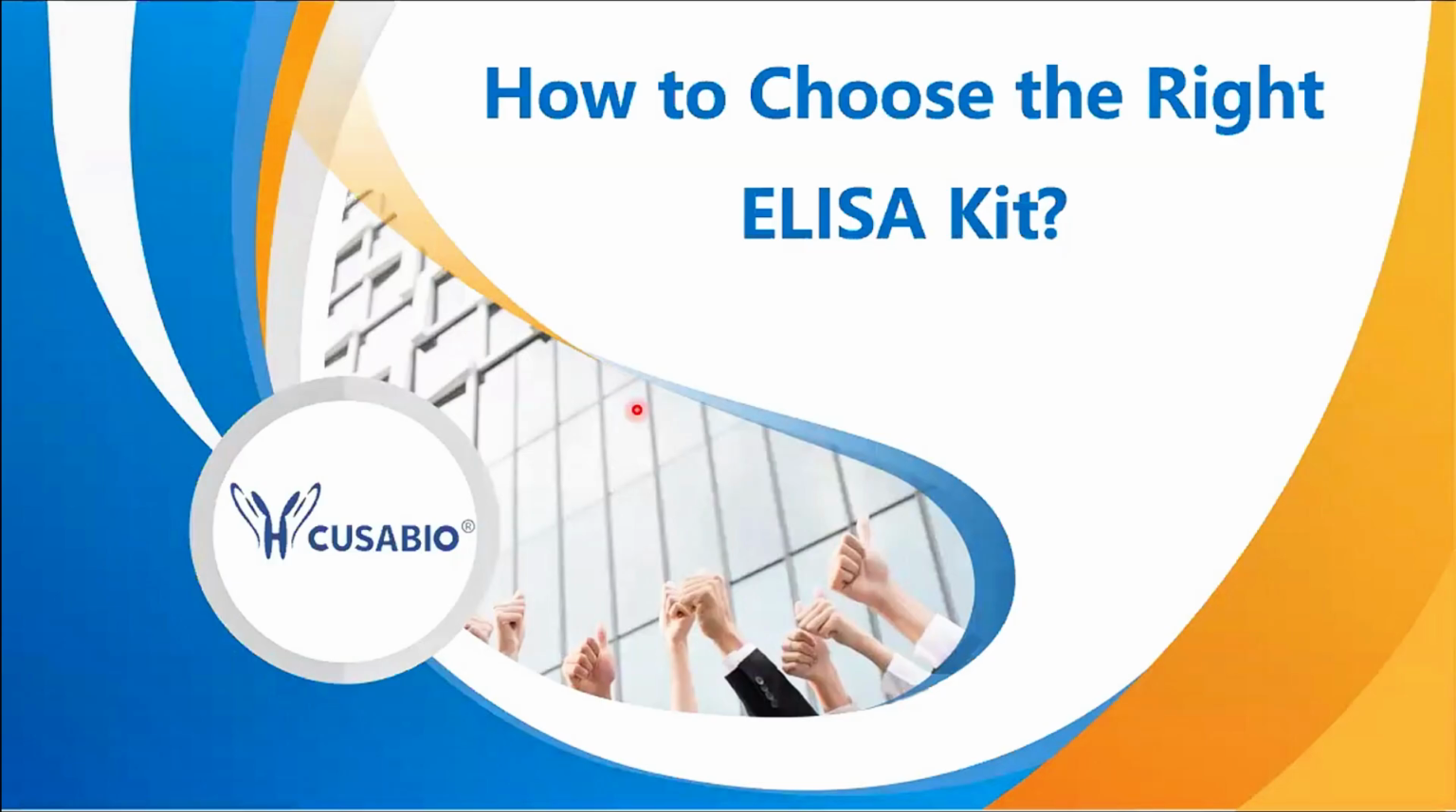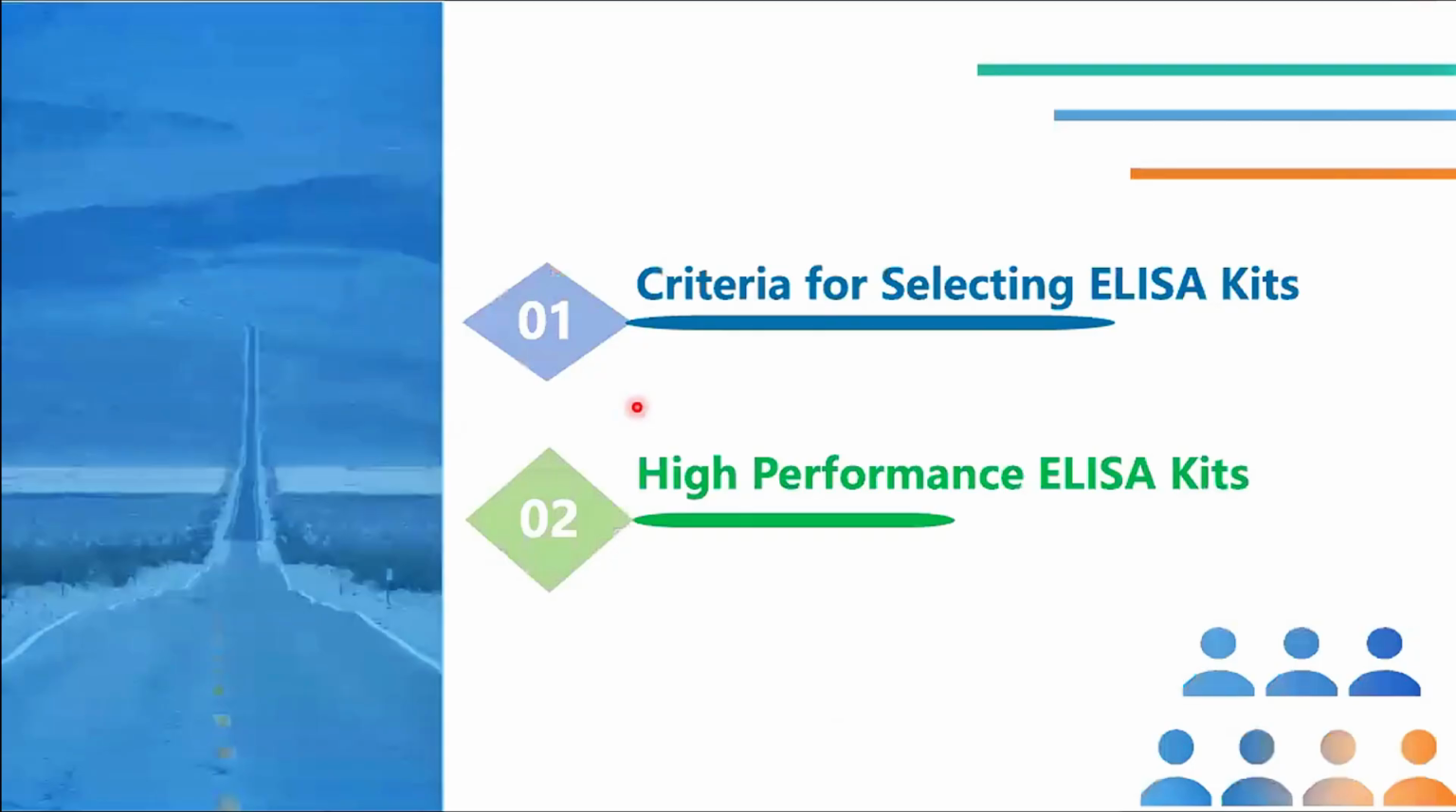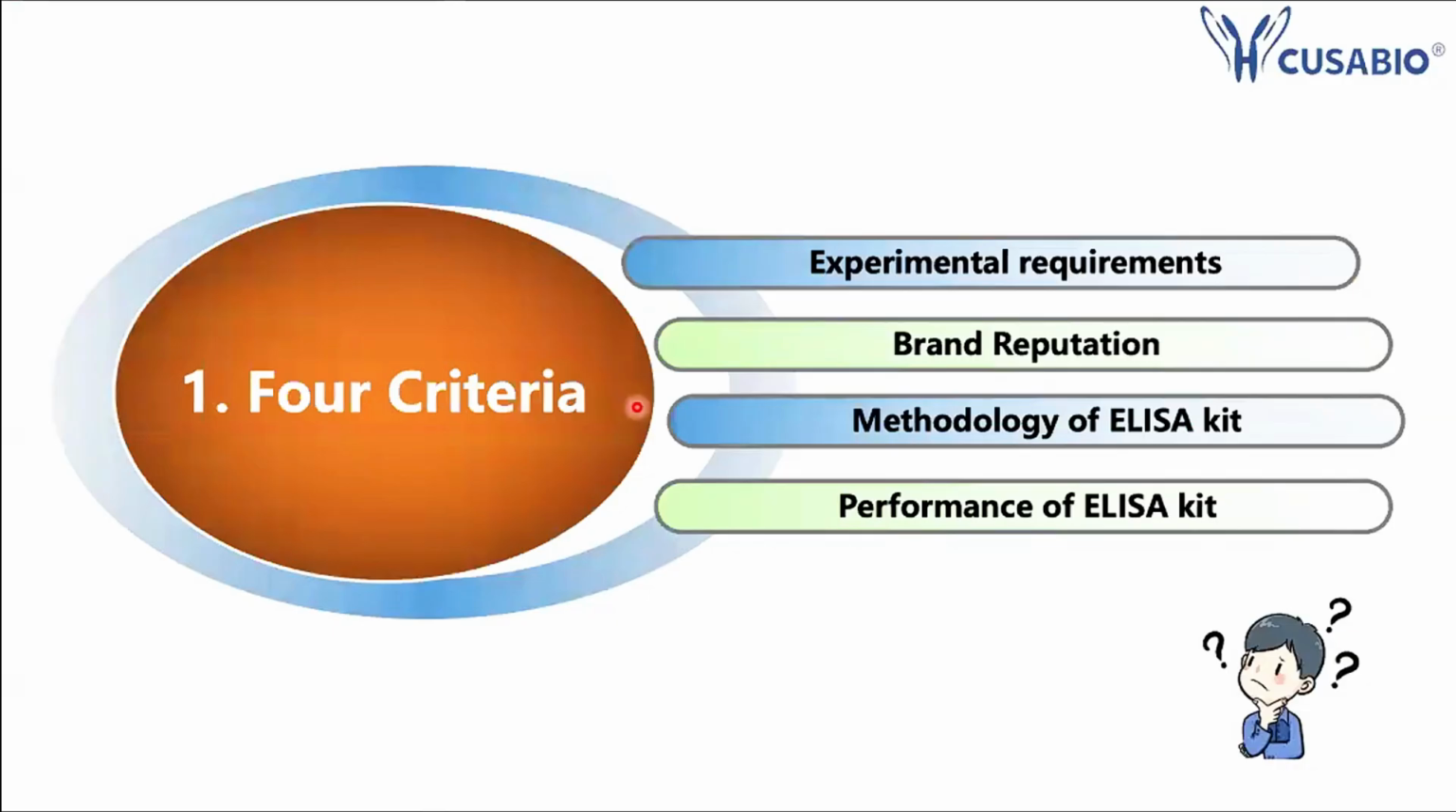Today we will talk about ELISA kit again, and today's topic will focus on how to choose the right ELISA kit. For today's webinar, we will have two parts. The first part will be a very short introduction about the criteria related to the selection of ELISA kit for your experiment. And then in the second part, I will introduce how you can tell whether an ELISA kit has high performance. I will also show you some case studies between our CUSABIO and other vendors to show you how good our kits are. So let's begin the journey today.